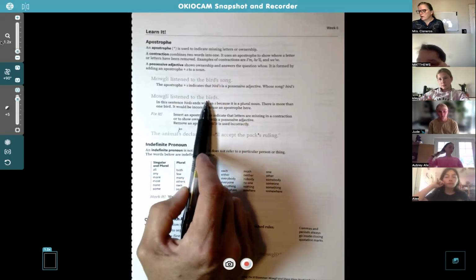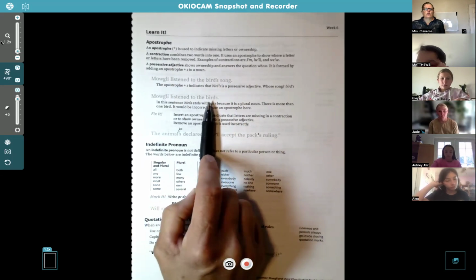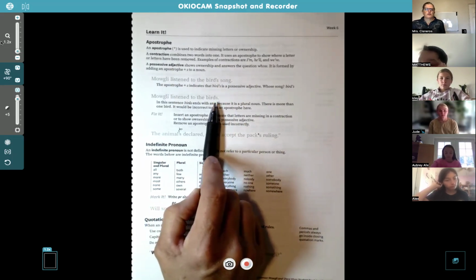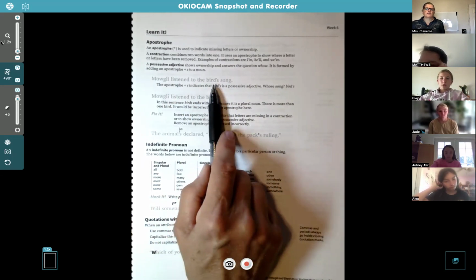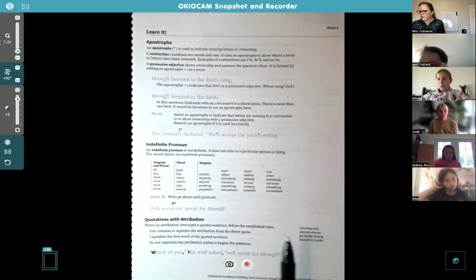Mowgli listened to the birds. This is more plural noun, birds, more than one. So he's listening to the birds, but if he's listening to their song, it has an apostrophe S.